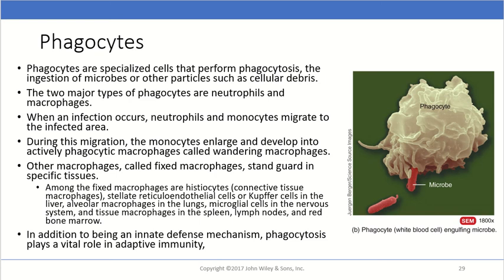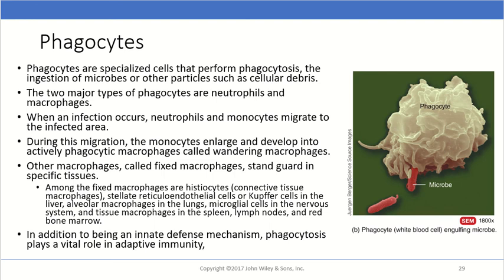So when an infection occurs, neutrophils and monocytes are going to migrate to the infected area. And then during this migration, the monocytes are going to enlarge and develop into actively phagocytic macrophages. And these are called wandering macrophages. Other macrophages are going to stand guard over specific tissues. They're not going to be moving through the system. So these are called fixed macrophages.